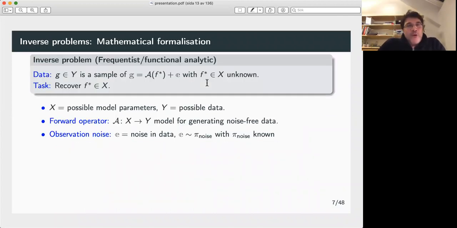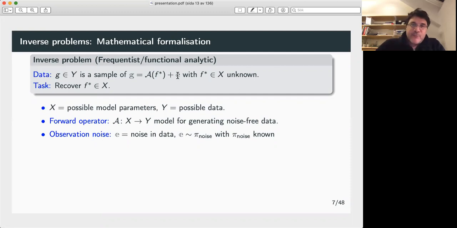The most classical way of formalizing an inverse problem is to phrase it as an operator equation, where A is the forward operator. In tomography, it was typically the ray transform, this integral operator. And f star is this image or function that you want to recover. And data is then a sample, you can see it as a random sample of some random variable g, where you have this additive observation error.